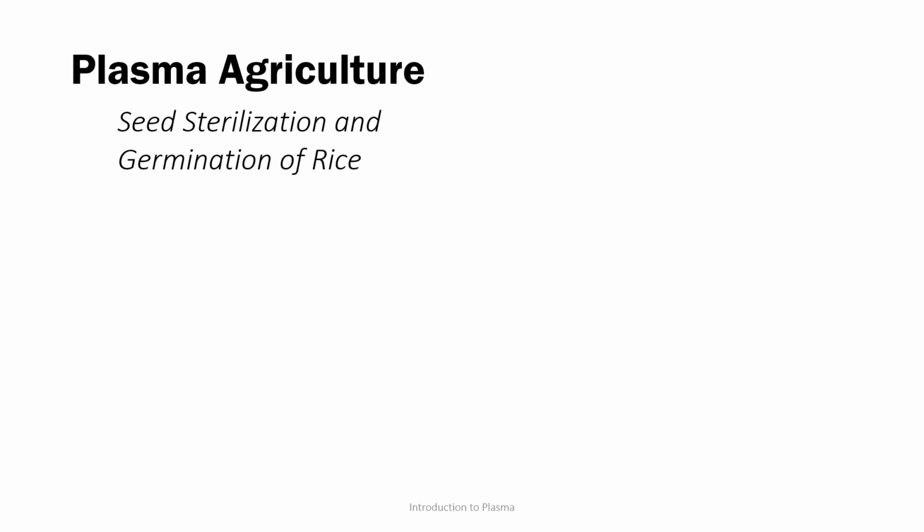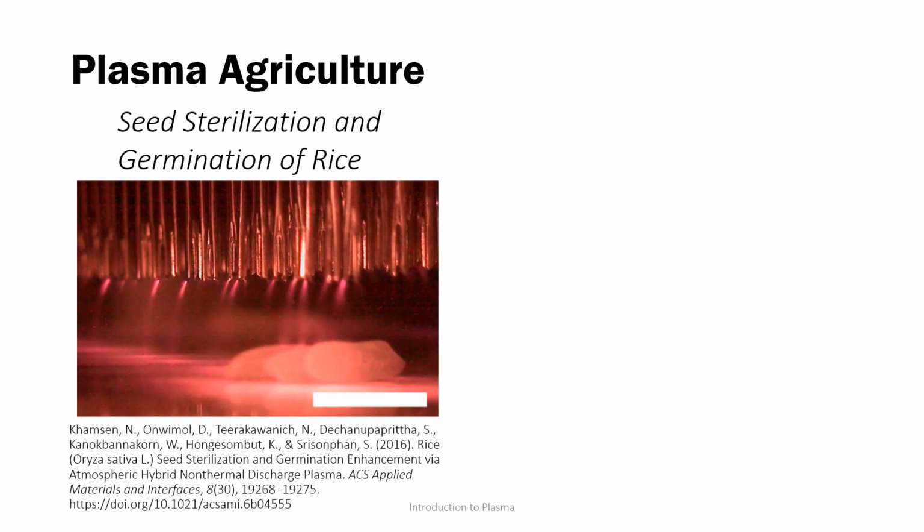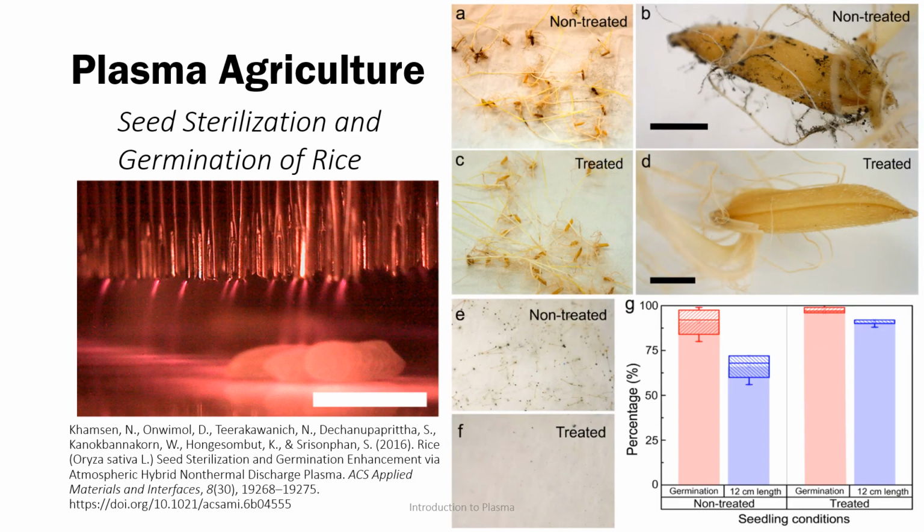Use your plasma in agriculture. So we can use this in the treatment of water, in the treatment of seeds, or in the treatment of the soil. And this could be useful in increasing the production of food in the future.